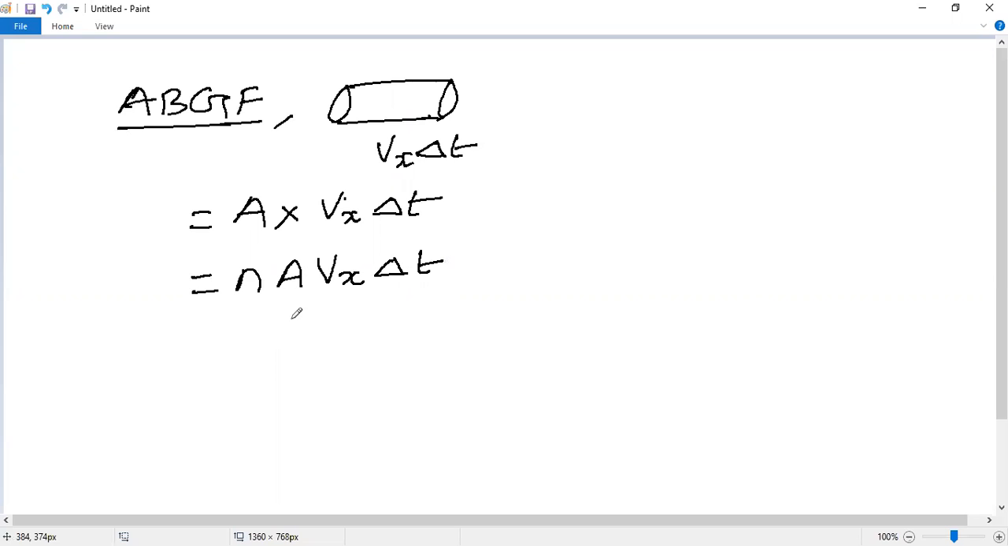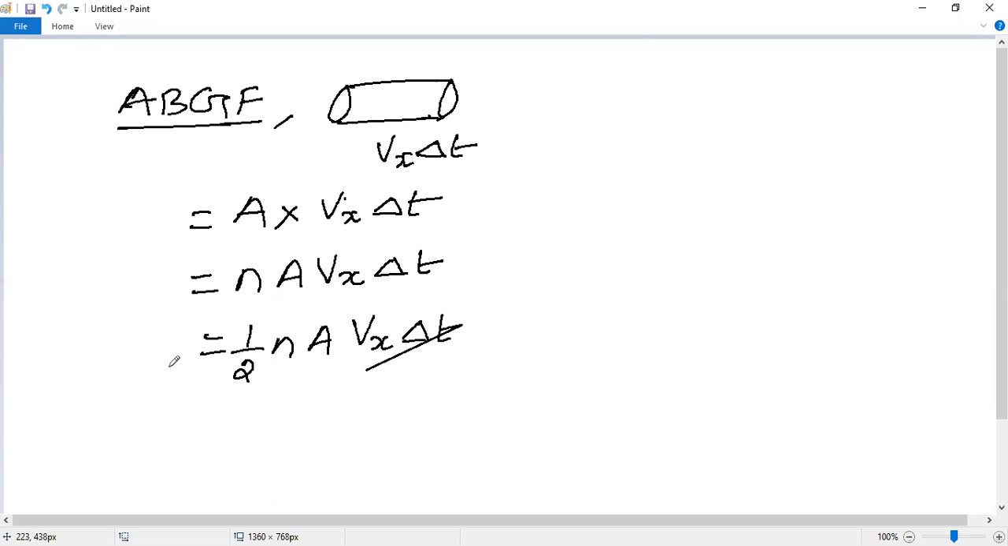Listen everyone. In this diagram, only half of the particles will rebound. The remaining ones will bounce in other directions. So in this derivation, I consider only half of the particles: 1 by 2 n A Vx del t.